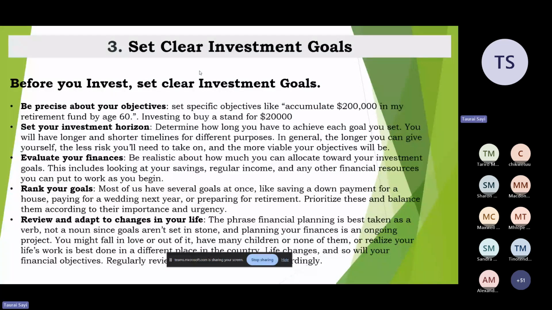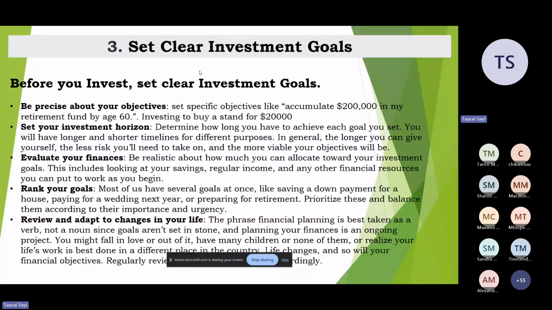Set your investment horizon, determine how long you have to achieve each goal you set. You have longer and shorter timelines for different purposes. In general, the longer you can give yourself, the less risk you need to take on, and the more viable your objectives will be. Evaluate your finances.